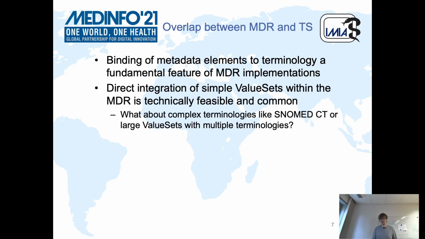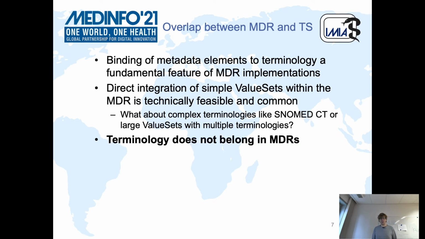However, this really falls down once you start to consider complex terminologies like SNOMED-CT, which not only has about 360,000 pre-coordinated concepts with a lot of relationships between those concepts, but also a grammar for post-coordinating those expressions and concepts, which basically defines new concepts. And the same goes for larger value sets which reference multiple terminologies.